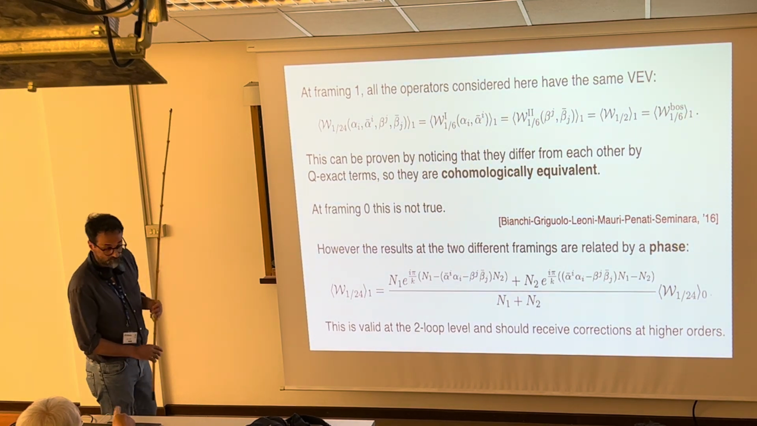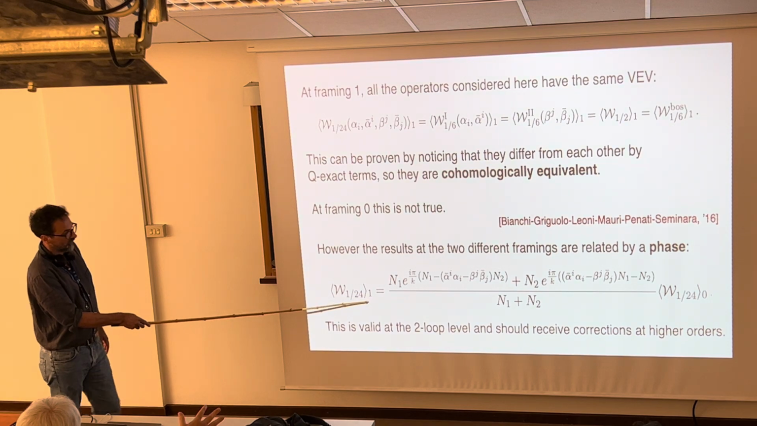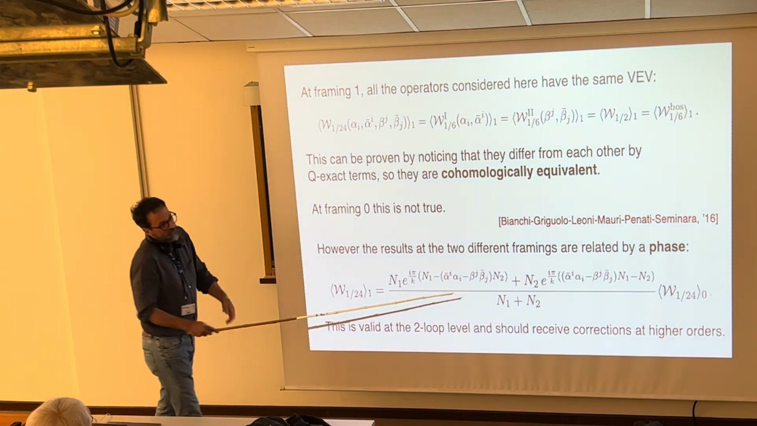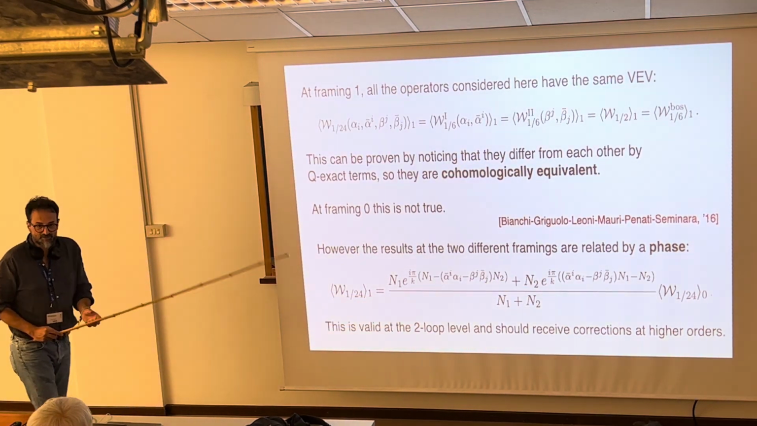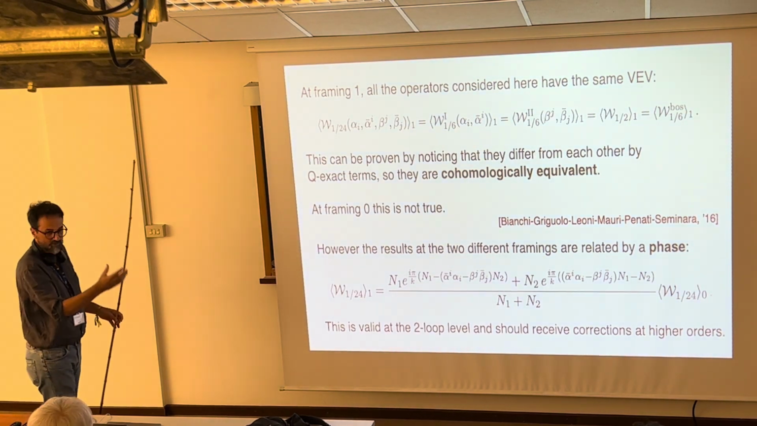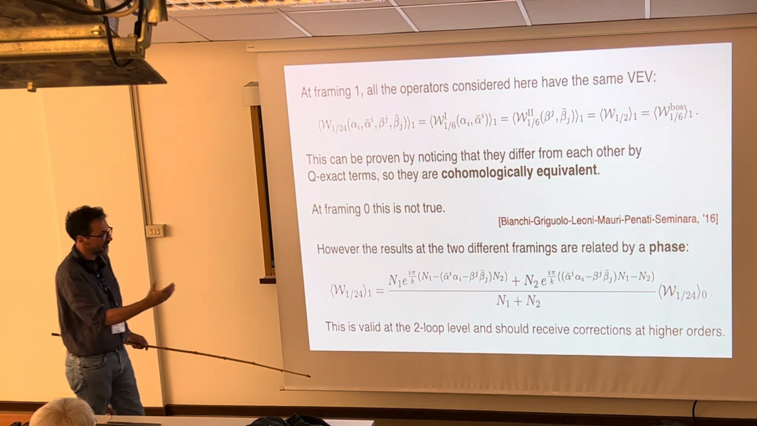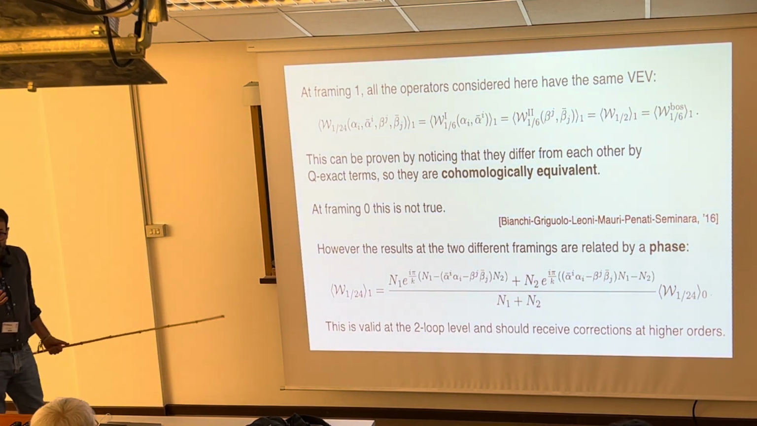So the left-hand side is computed from localization. Yes, at framing 1. You compute part of it. Yeah. So then you cook up some framing factor that compensates for the two things, and of course, again, you check it order by order in perturbation theory, but it would be very nice to have a derivation.